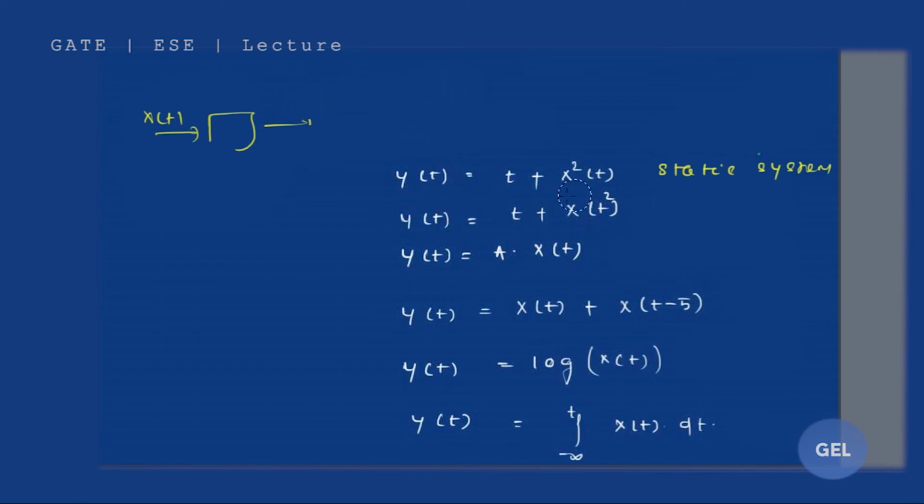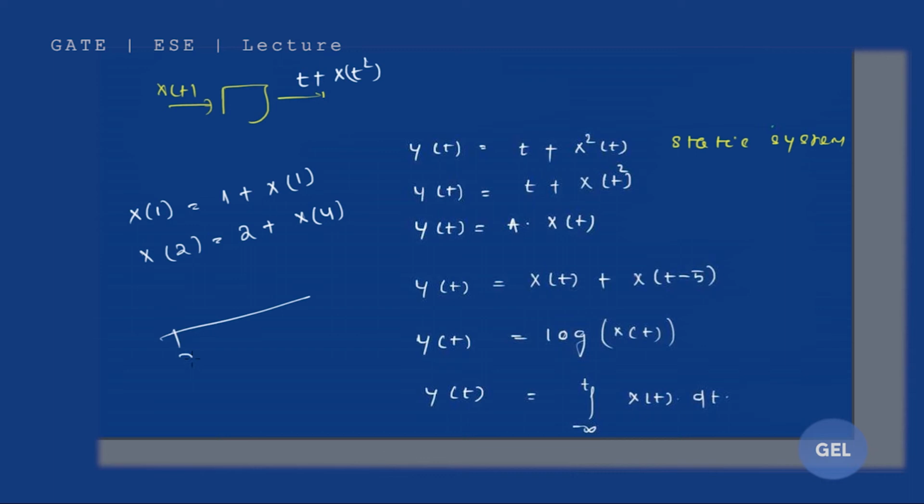Okay, now there is another system which is saying that output will be t plus x(t square). Now look here carefully. If you put x of 1, it will give you 1 plus x of 1. If you give x of 2, it will give you 2 plus x of 4. Now if you take a number line at 1, 2, 3, 4, at time instant 2, it is saying give me an input at time instant 4.